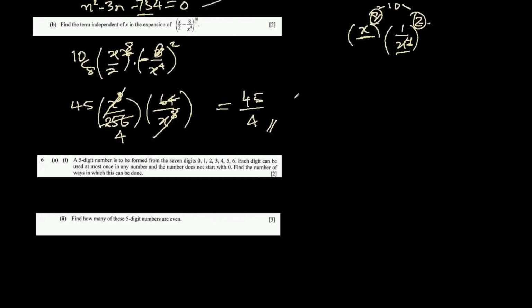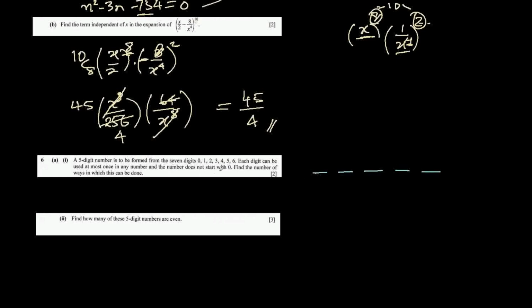Question number 6. A 5-digit number is to be formed from these 7 digits. Each digit can be used at most once, okay? In any number, and the number does not start with 0, okay? Find the number of ways it can be done. So this kind of question is straightforward. Just make 5 spaces.